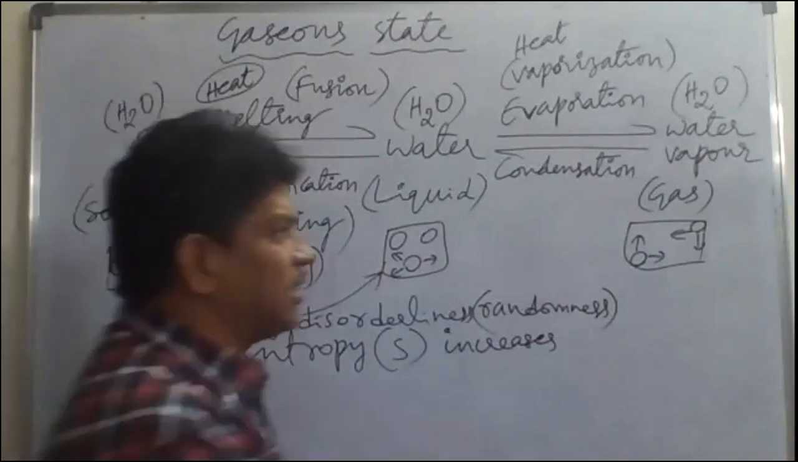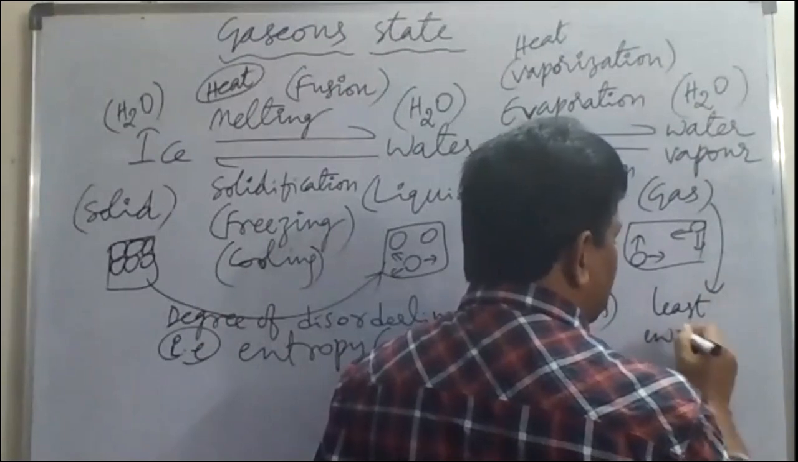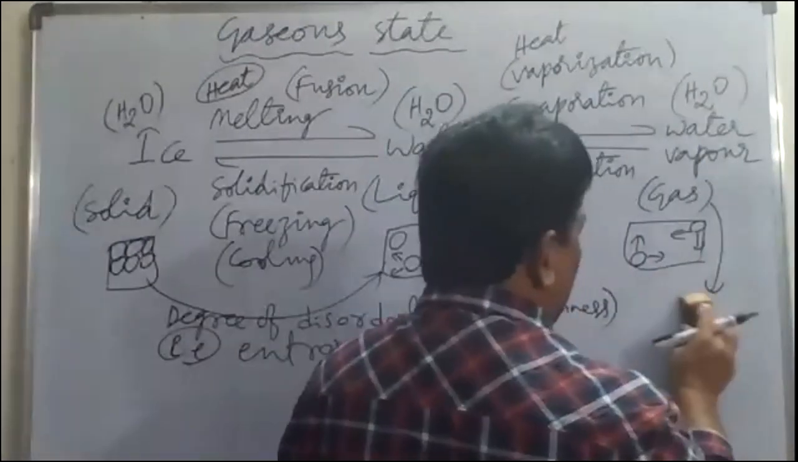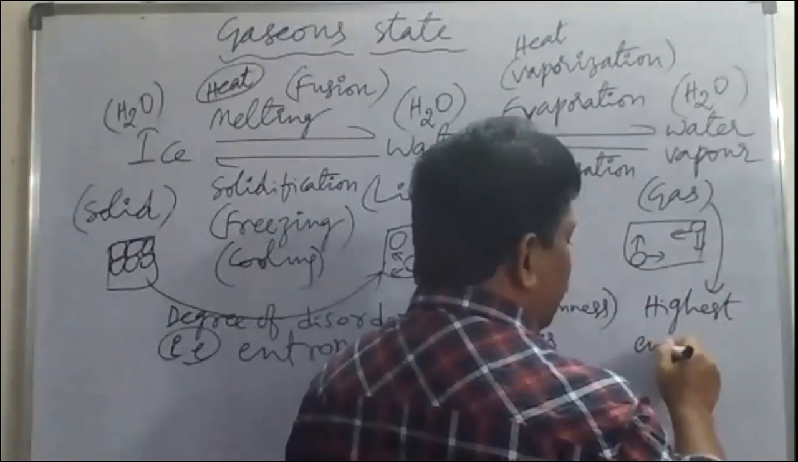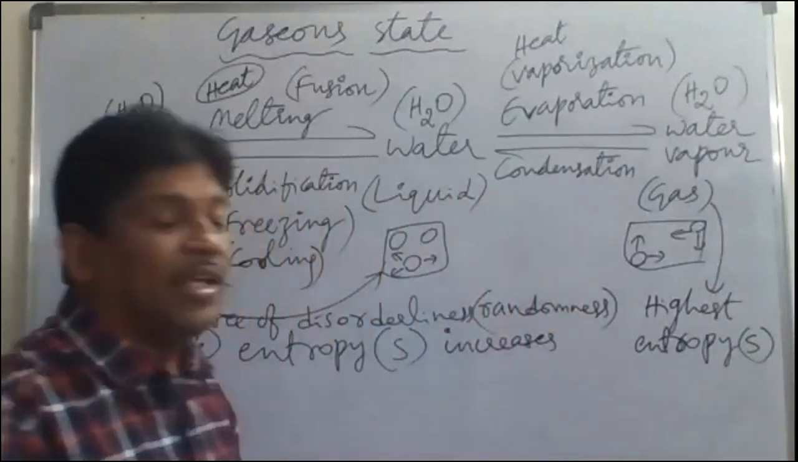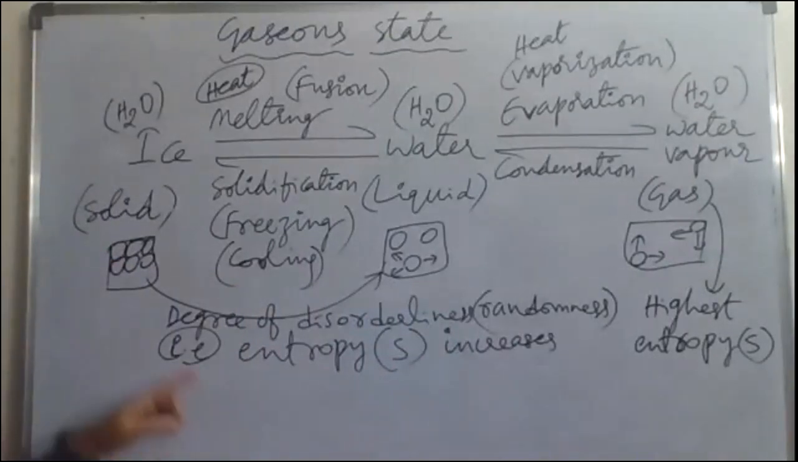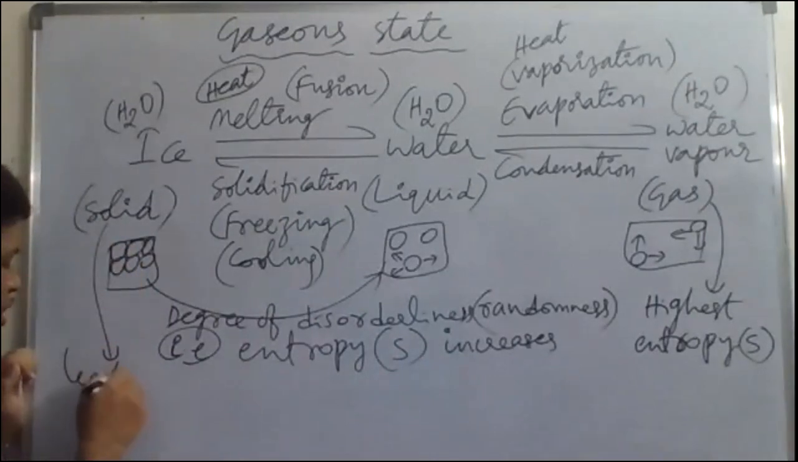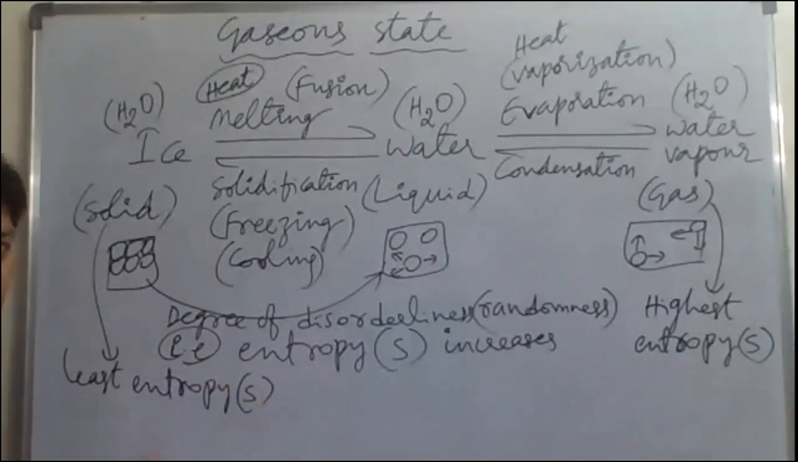So gases will have the highest entropy. Why? They have more randomness. So among the three states, gases have the highest entropy. Entropy means the degree of disorderliness, which is highest for gases. Keep that point in mind. Next, the degree of disorderliness is least for solids, so solids have the least entropy. Entropy is given by which letter? Yes. Keep that point in mind.